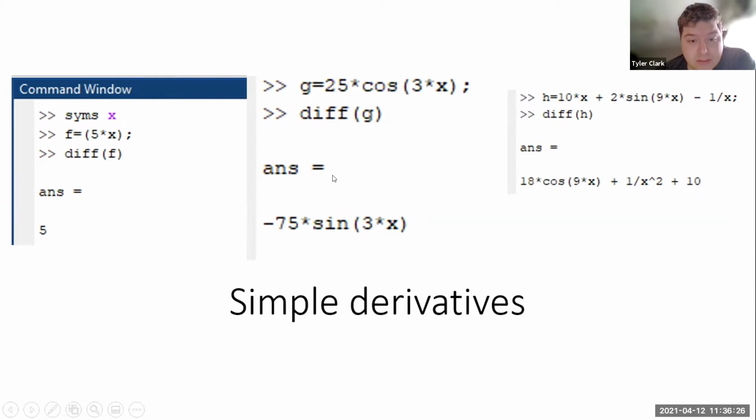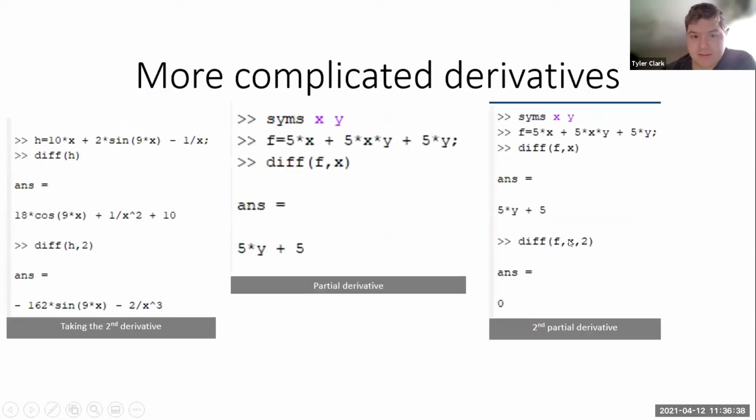You can do it with multiple functions like I did with g and h, and it still works fine as long as you put them in the parentheses correctly. A more complicated version of derivatives is taking the second derivative, in this case of h. Just do a regular derivative, diff of h, and get the answer out. But if you want the second derivative instead, you just do diff of h, comma 2, and that's the second derivative.